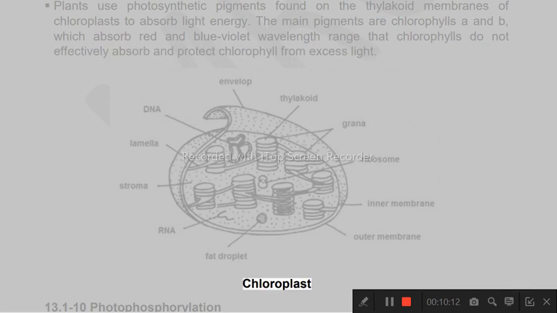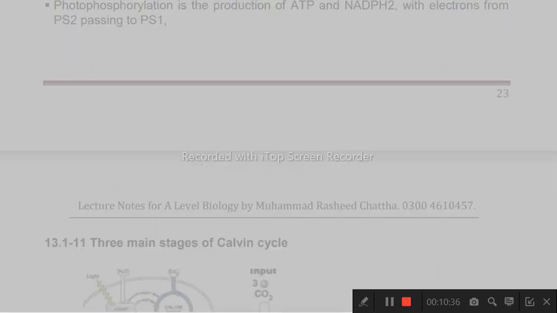Chloroplast. 13.1.10 Photophosphorylation. Photophosphorylation is the production of ATP and NADPH2, with electrons from PS2 passing to PS1.